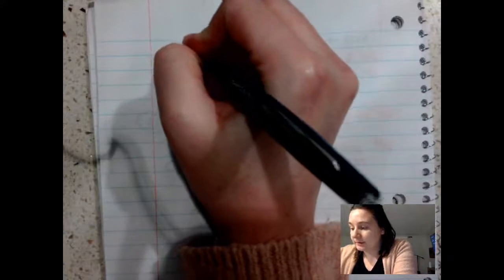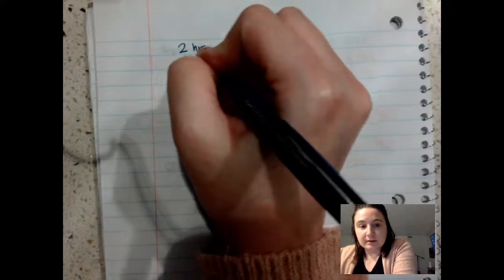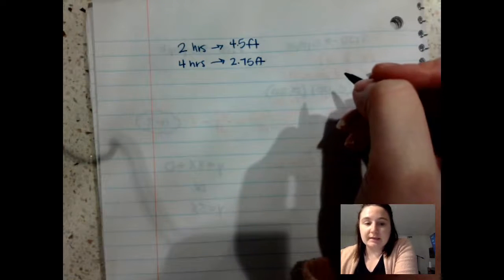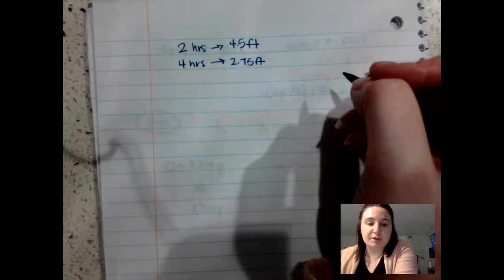I'm going to read through the second problem, and as I go, I'm going to write down some important information that I see. So this says the Rose family is draining their pool at the end of the summer. After 2 hours, the depth was 4.5 feet. After 4 hours, the depth was 2.75 feet. Write a linear equation to represent the scenario. Be sure the equation is in slope-intercept form.